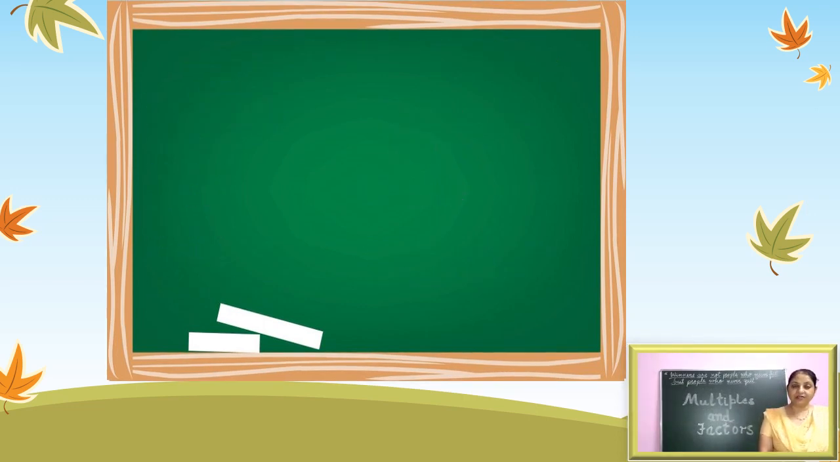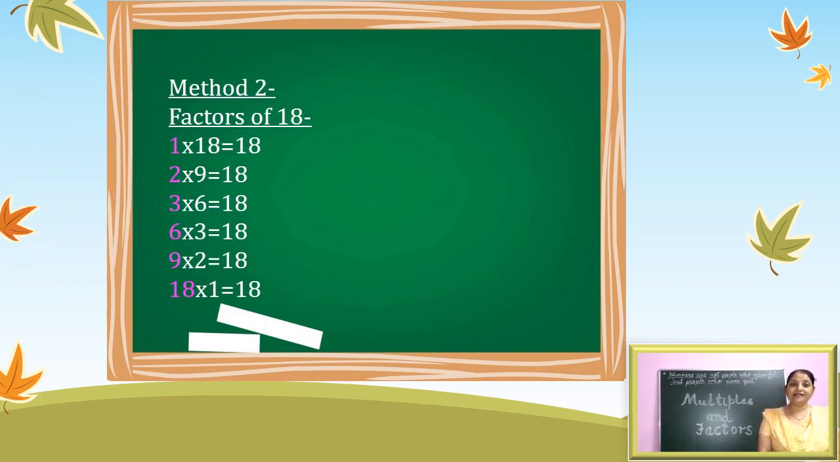In the second method, we will use multiplication tables to find the factors of the given number. Again, I have taken the example of number 18 here. Let us start with table of 1. If we read table of 1, we find 18 times gives 18.